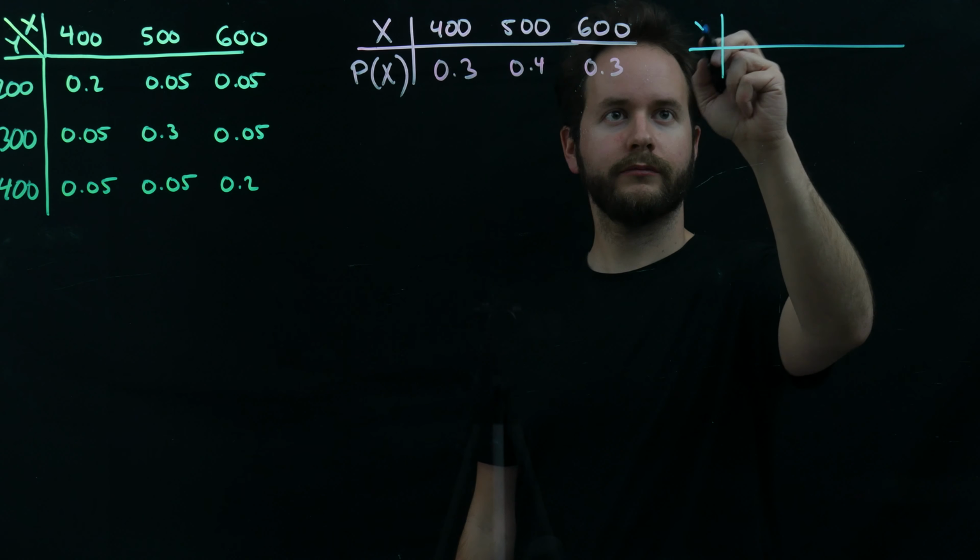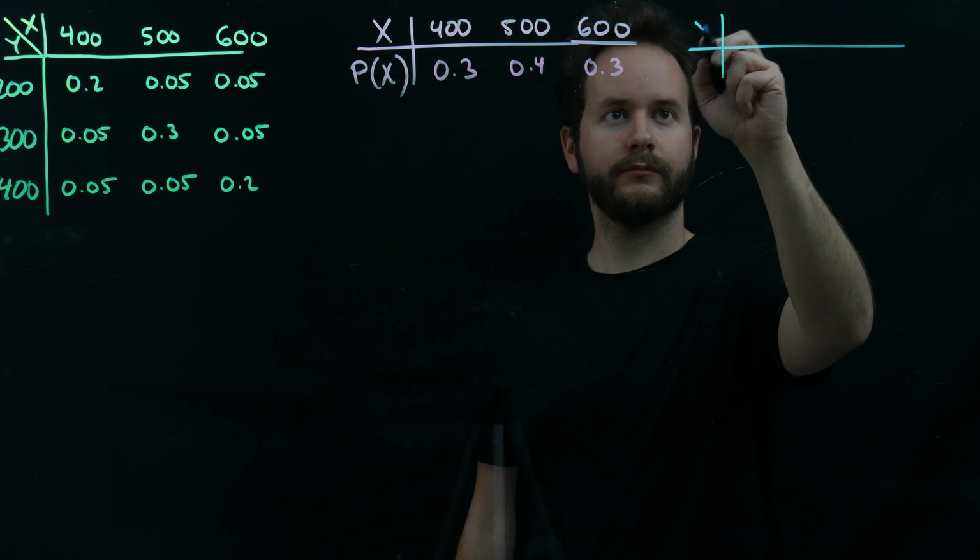All right. Next step is to figure out the expected rice crop, and that's as simple as doing the following. We are going to say E of x equals 400 times 0.3, plus 500 times 0.4, plus 600 times 0.3. And this comes out to be 500.